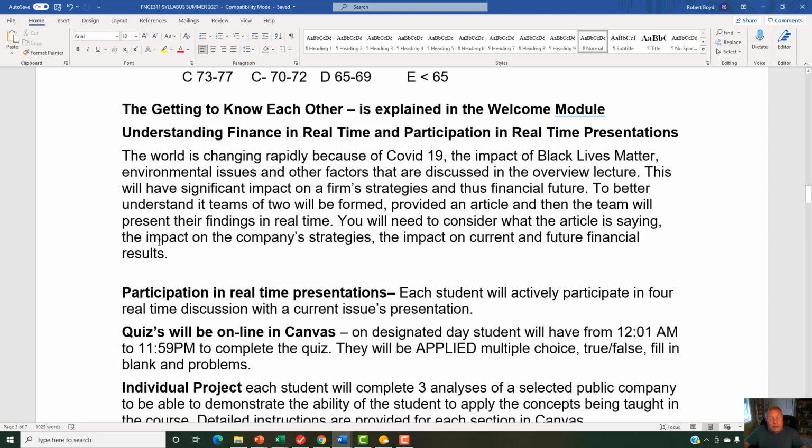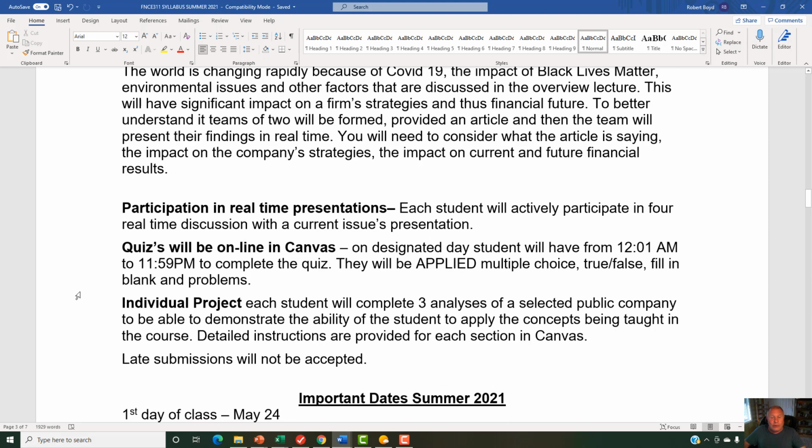You each need to participate in 4 real-time discussions with current issues presentations. So you need to join in, and I don't think anybody in this group has been part of this, but when you have a presentation, you don't just get up and talk and everybody claps and sits down. It's a dialogue. We're going to go deeper. We're going to explore it. What does it mean? So you'll learn more about that, but you need to participate in 4 of them in real time.